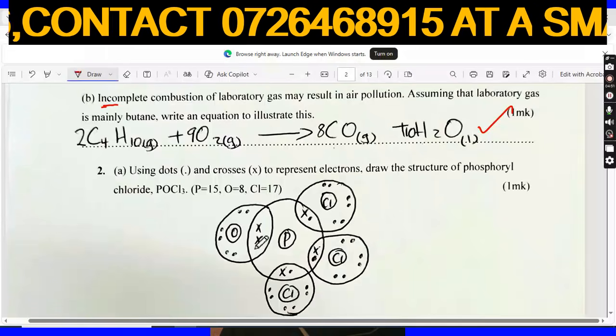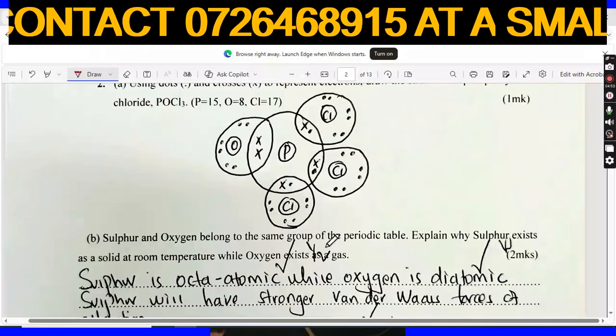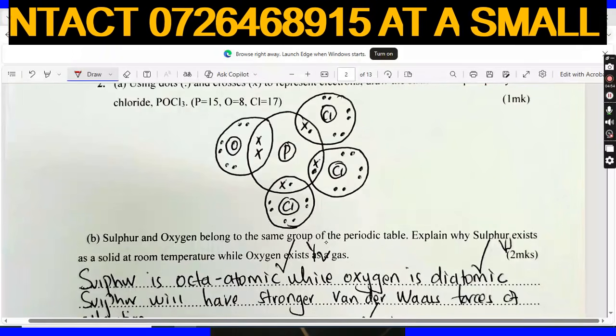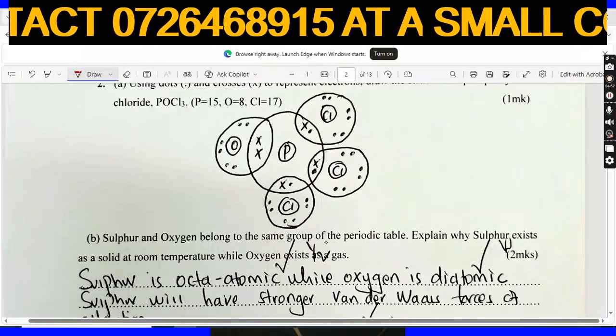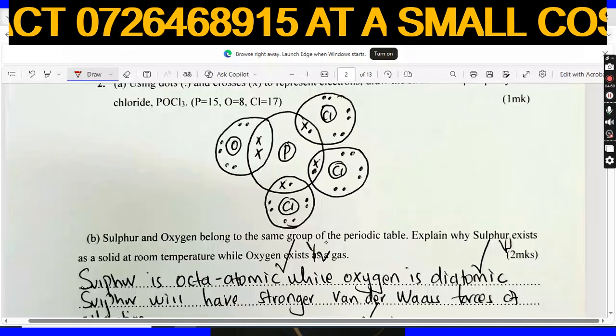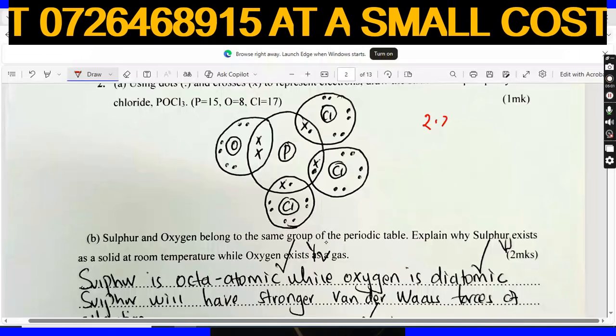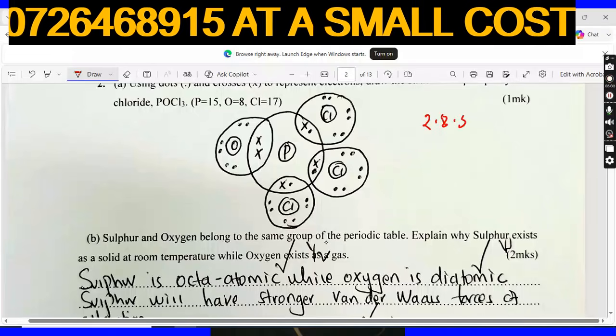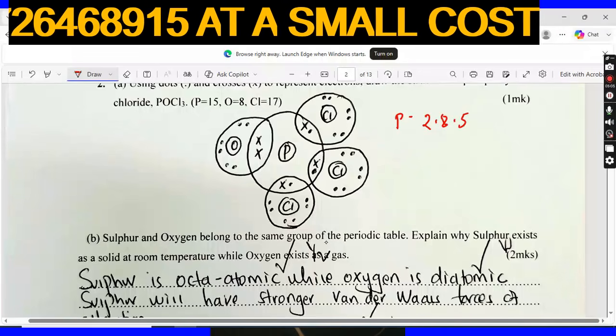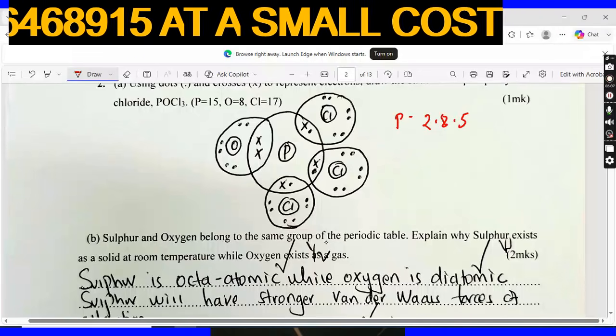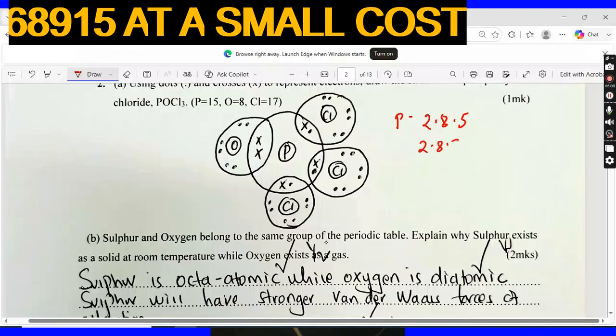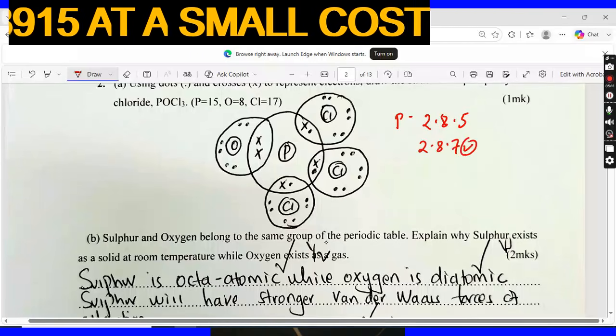So let me take you through very slowly here. We will have phosphorus at the center. Phosphorus is atomic number 15, therefore it has 5 electrons outside. So that is 2, 8, 5. That is phosphorus. Now for chlorine, it is 2, 8, 7. So it needs 1 to be stable.